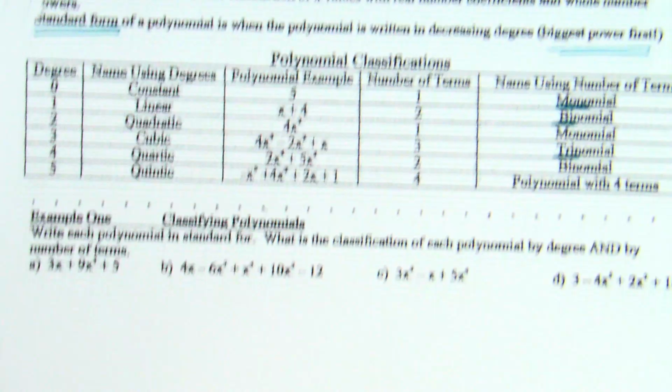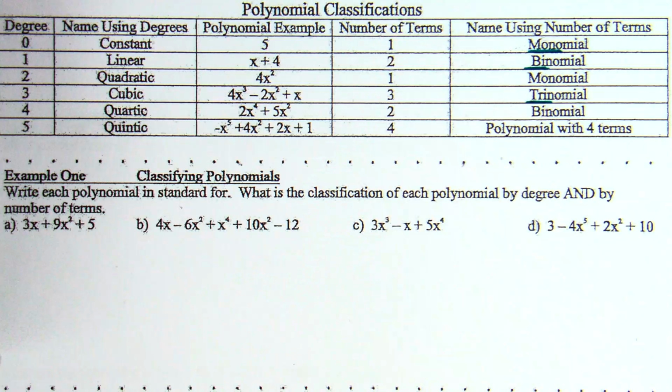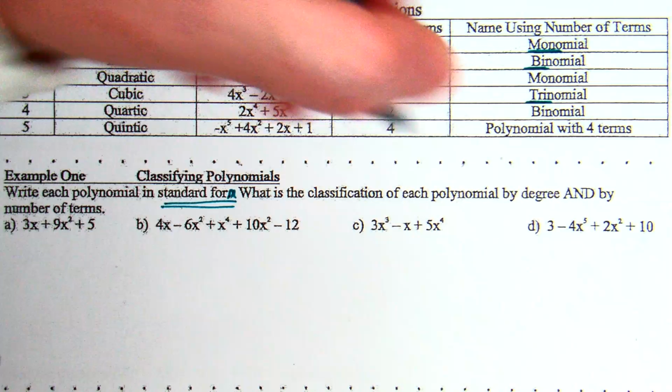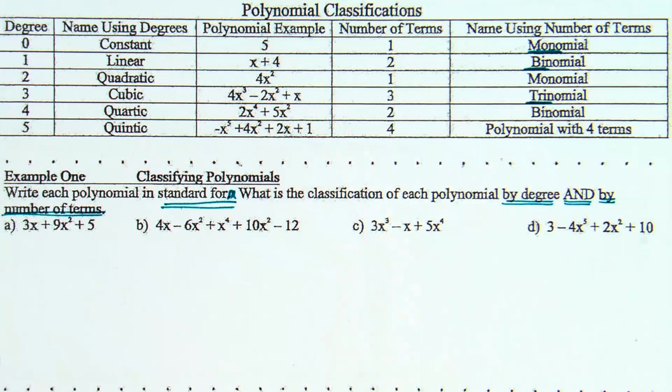So, directions say, write each polynomial in standard form. And then what is the classification of each polynomial by degree and by number of terms. So we got 3 things to do. But it's an easy 3 things.